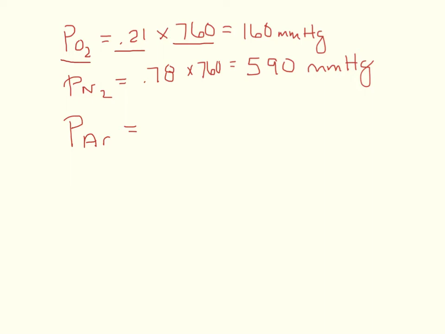I did the same thing with the pressure of the nitrogen. Notice how I took 78%, but I divided it by 100 to write it as a decimal. Multiplied by the total pressure, and that gives me the pressure of the nitrogen. And for the argon, I'm going to take 1%, which would be 0.01 times 760, and that's going to give me a pressure of 8 millimeters of mercury for the partial pressure of the argon.